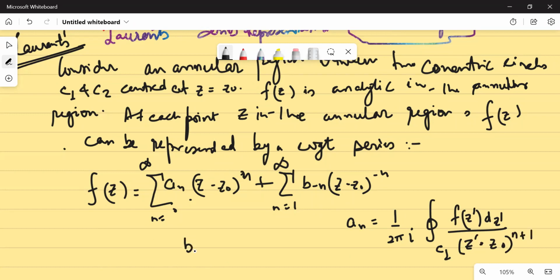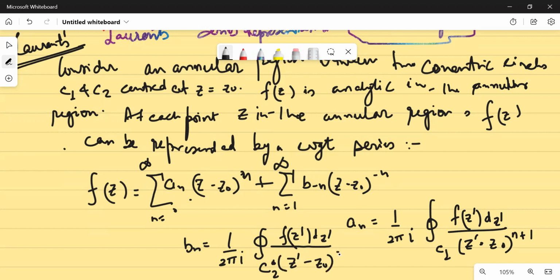And what would be b_n? b_n would be this. Don't worry about it. All these things I'll tell you later on. But right away, you don't have to worry about all these things. We'll use a certain kind of trick in order to develop Laurent series for some functions that we could do very easily. Right away, don't get disturbed with this. So this is your a_n, this is your b_n.